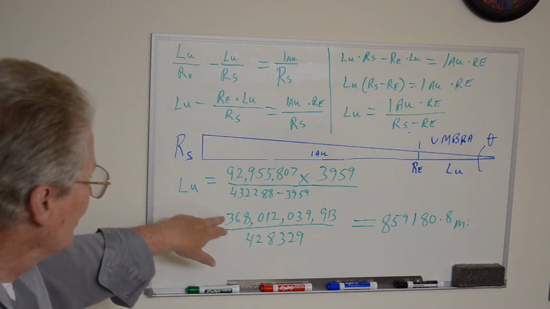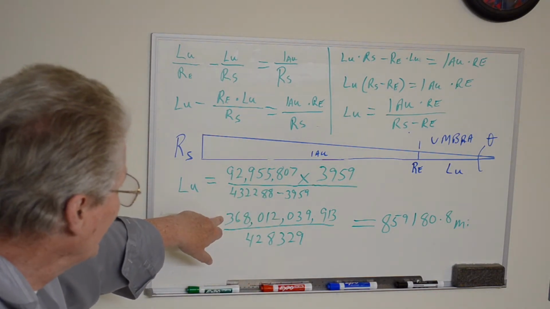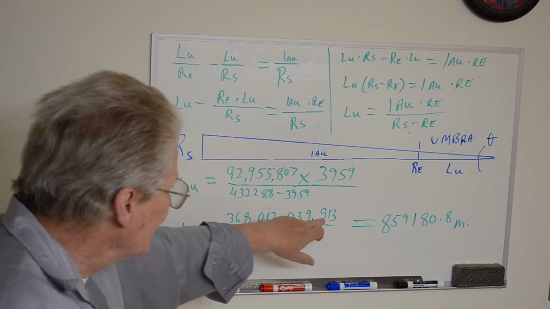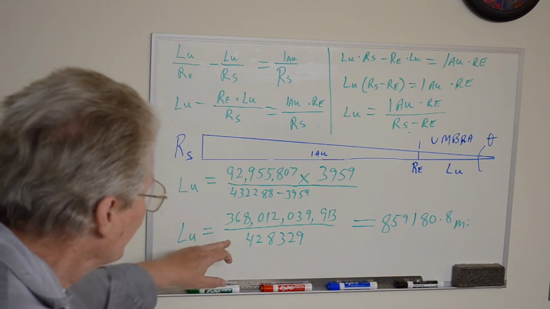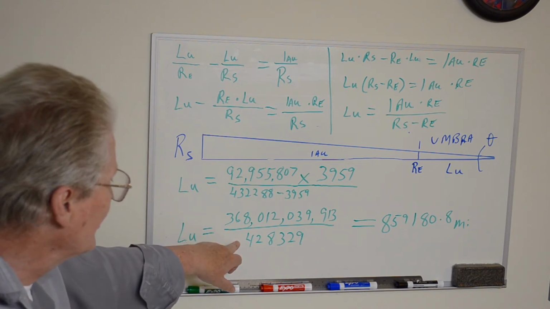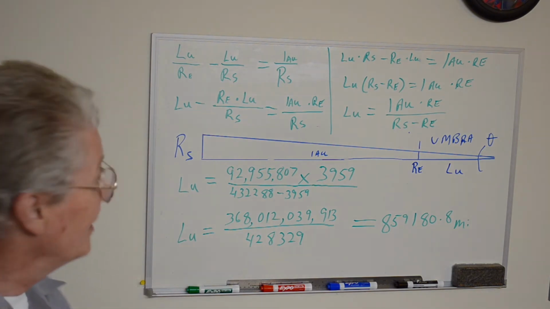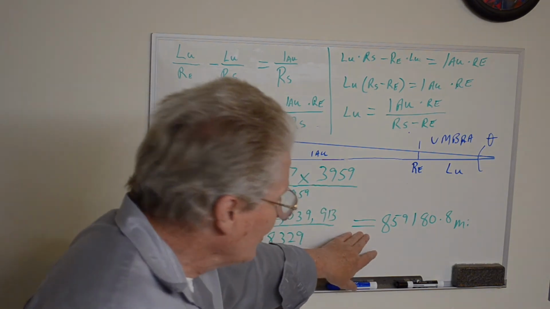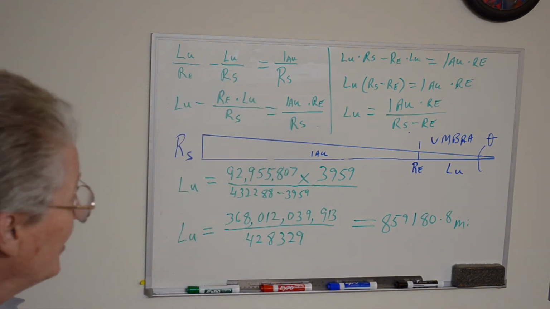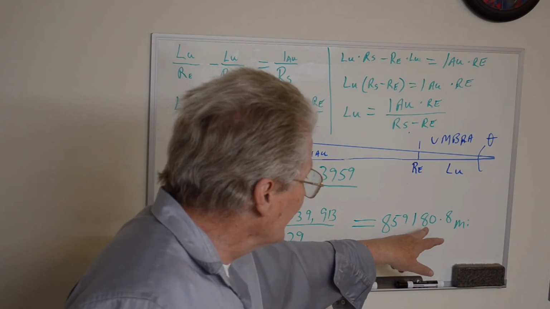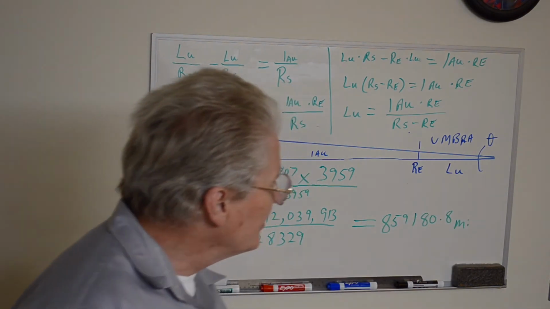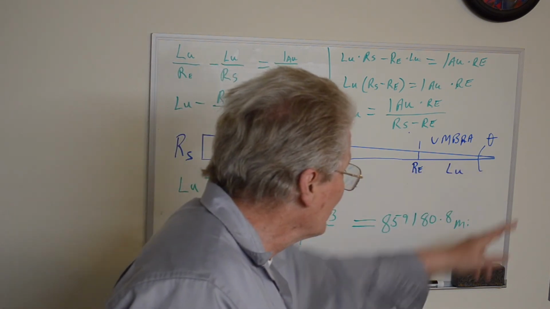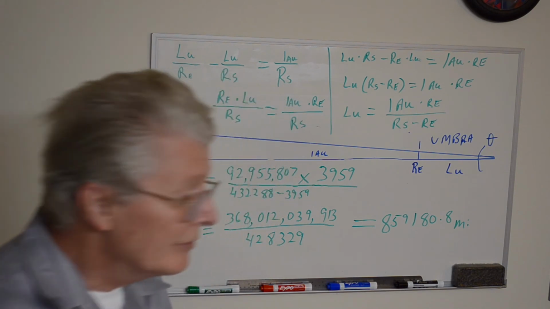Multiplying that out, we end up with 368,012,039,913, and we're dividing that by 428,329. That's what these all factored out to. When you punch that in your calculator, you come up with 859,180.8 miles. So the length of the umbra behind the Earth is going to be that distance.